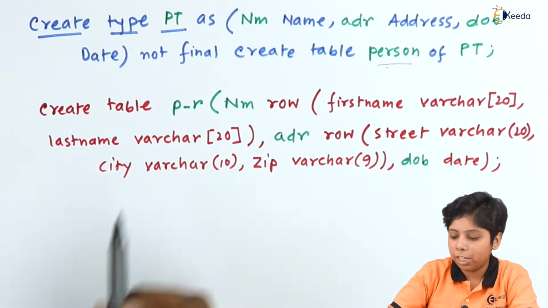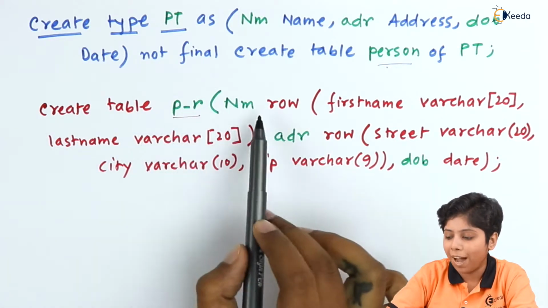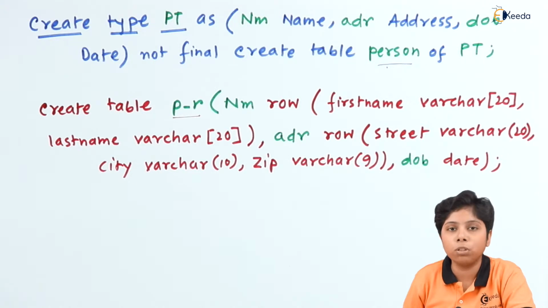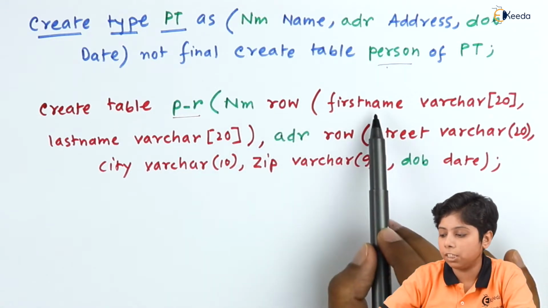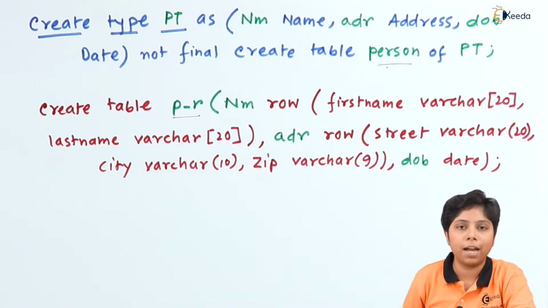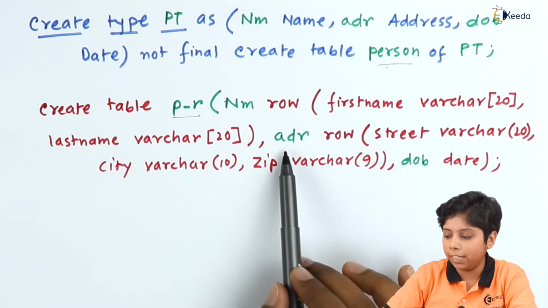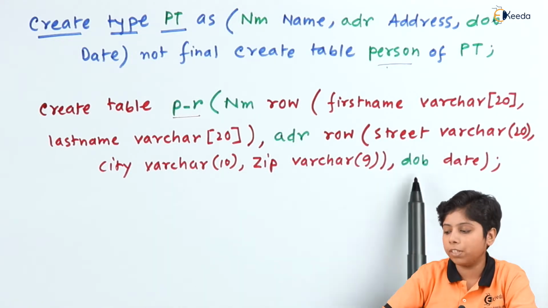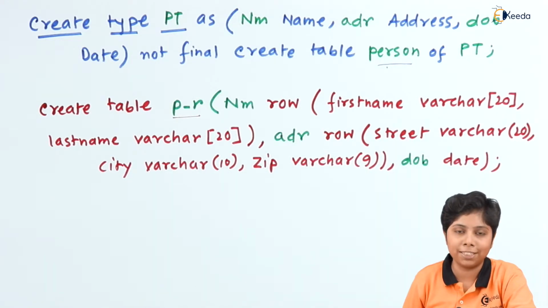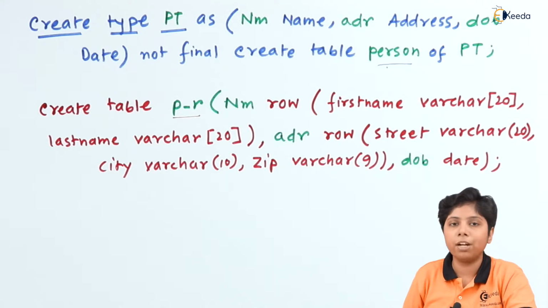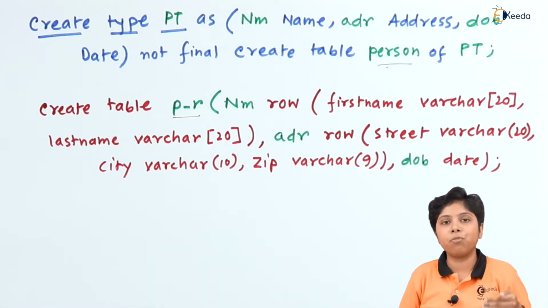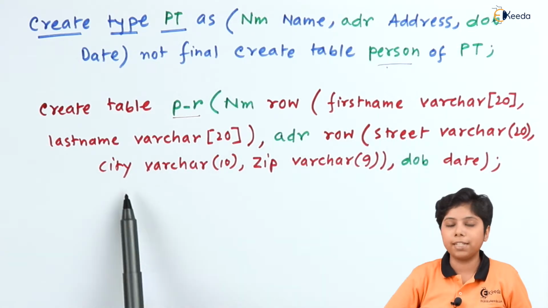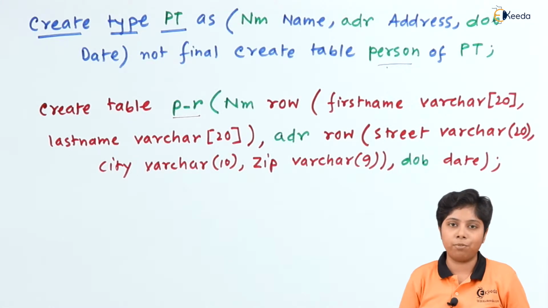That means we are creating a table person row where name is a variable name which will be defined as a row type, and the row type will consider the first name and the last name characters. The same goes for ADR with the row type street, city and zip, and along with this DOB as a normal system defined data type date. So here we are creating it row wise, that means for every row it will consider the first name, last name, street, city and zip combination for the name and address.